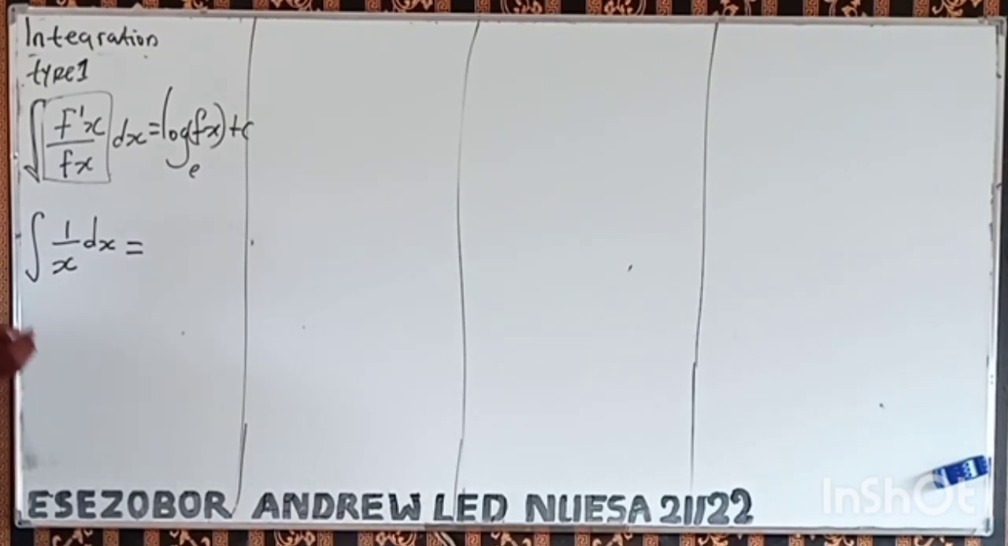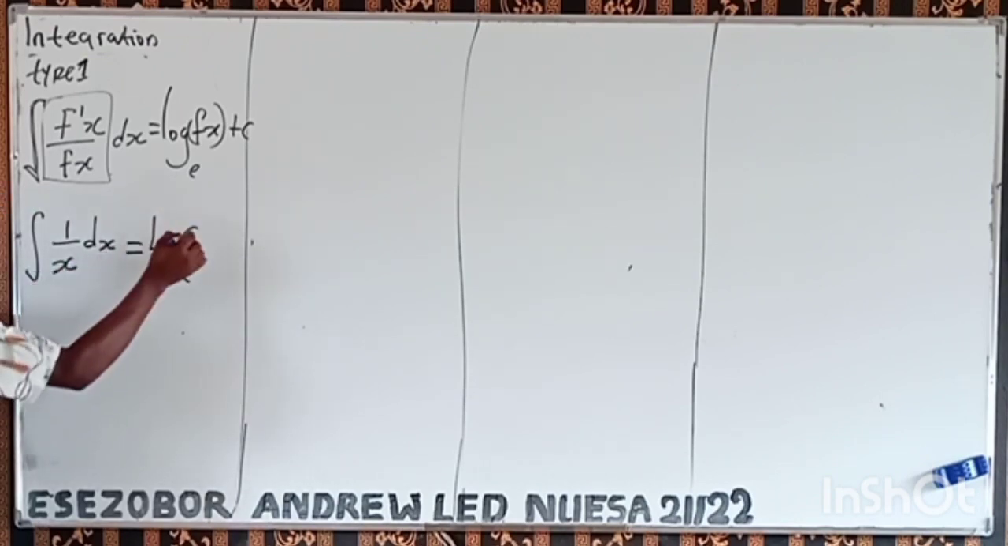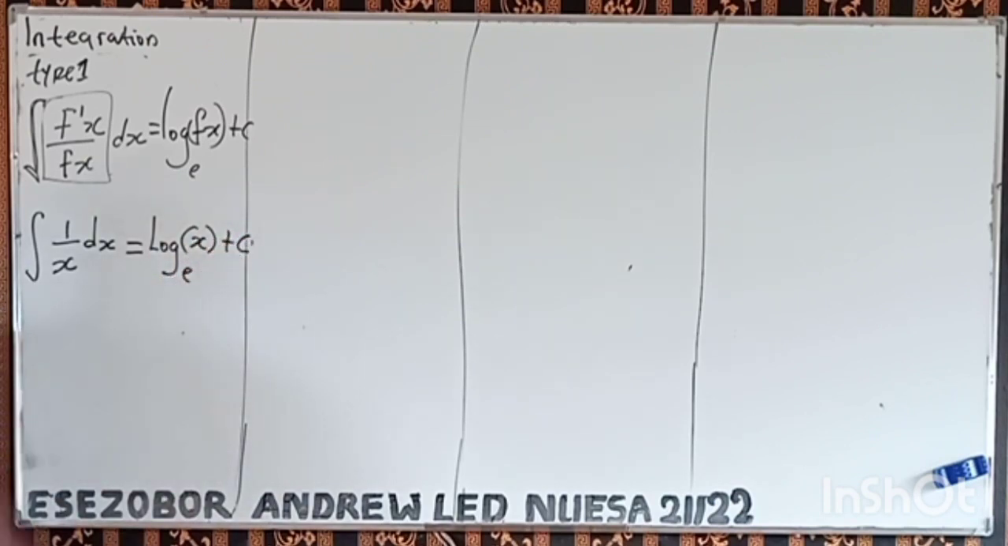For example, if I differentiate x, the answer becomes 1. So if I integrate everything here, since we have this condition satisfied, that if I differentiate this denominator I get the numerator, the final answer becomes log e of this denominator plus c. That's what we're going to have.